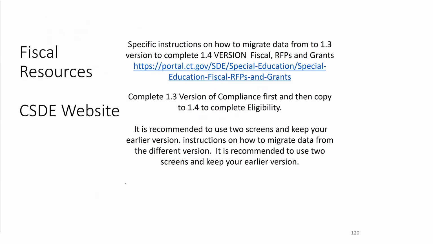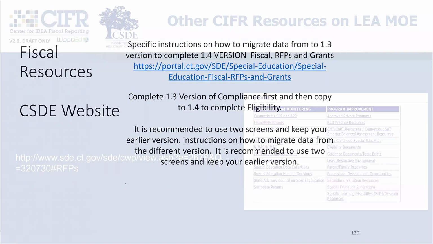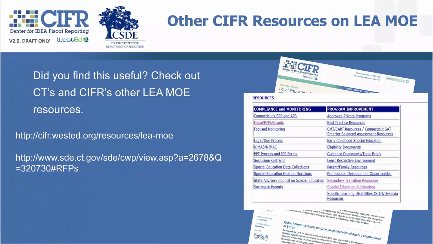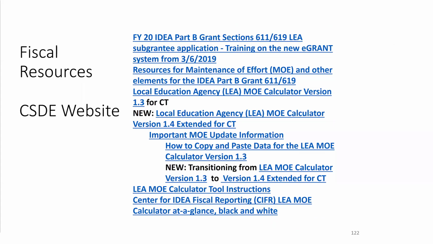As I shared before, some of the resources specifically for your 1.4 version is the website that has the 1.4 version in it, as well as some instructions on how to transfer the information from 1.3 to 1.4. Here are specific resources around Cipher and the resources that they have. So in closing, the fiscal resources are listed for your supports. Again, the webinar will be archived on the CERC website, and we'll send this out, so that you have resources for educational team members moving forward. Here are fiscal resources on the CSDE website that are available for you to review.